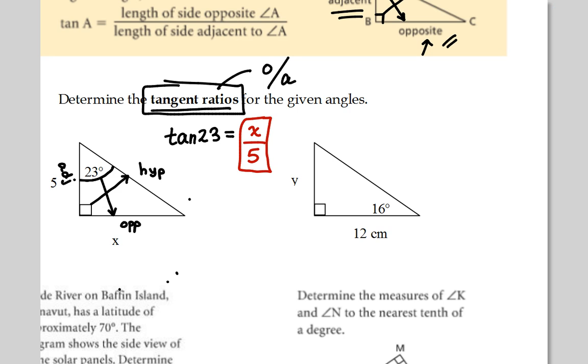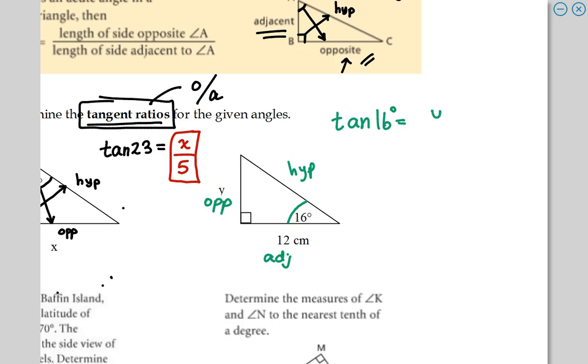Okay, so next one. Before you do anything, just label. Okay, HYP. HYP is easy to do. It's across the 90. So now here we go. Is 12 OPP or ADJ, and why? Y is OPP because we're worried now about angle 16 there. So this is OPP. This is ADJ. So now I can say tangent 16, some trig thing with an angle, is equal to my ratio of sides. Which ratio do I care about here? Y over 12. So that would be the solution to this question. Find the ratio.